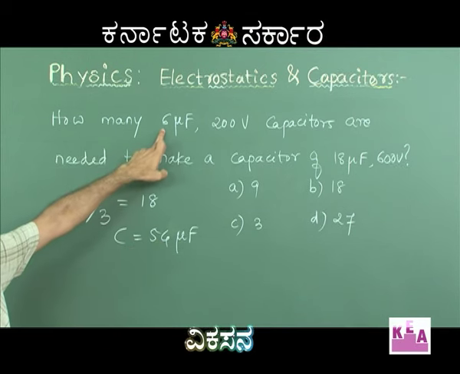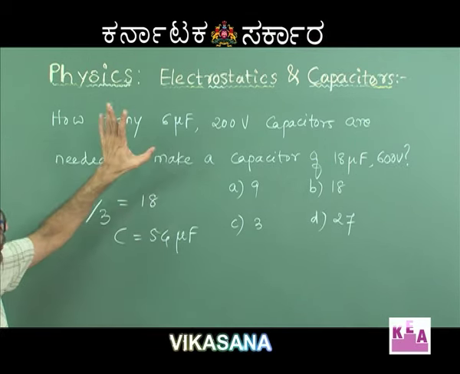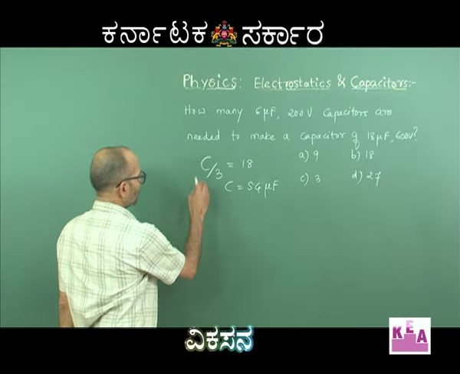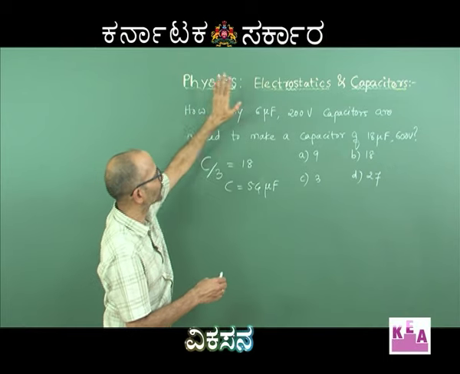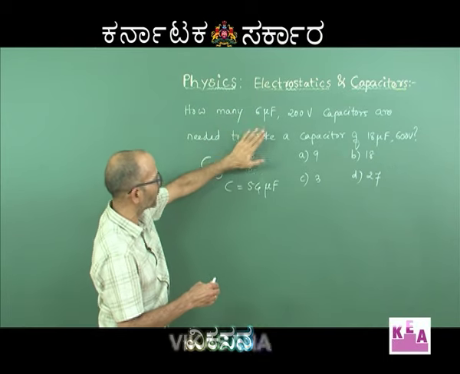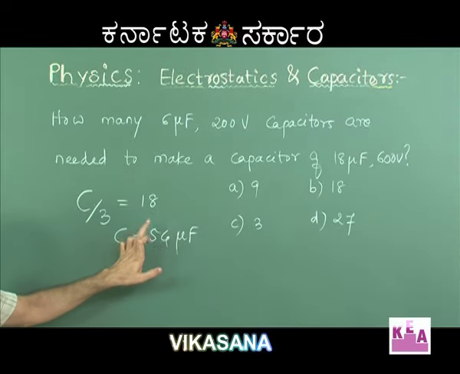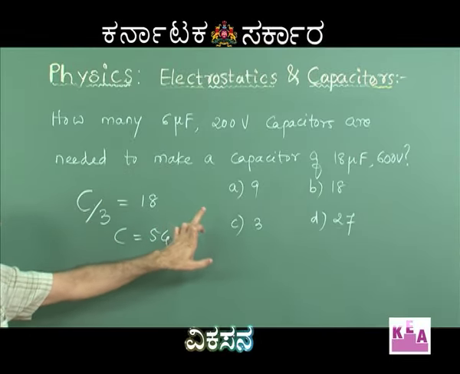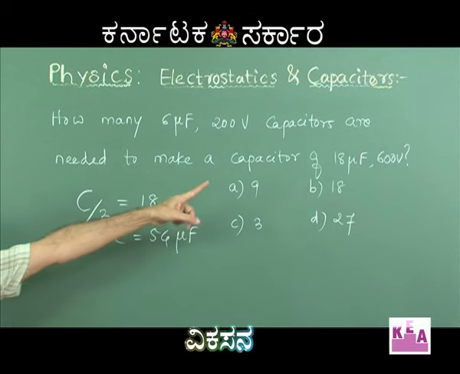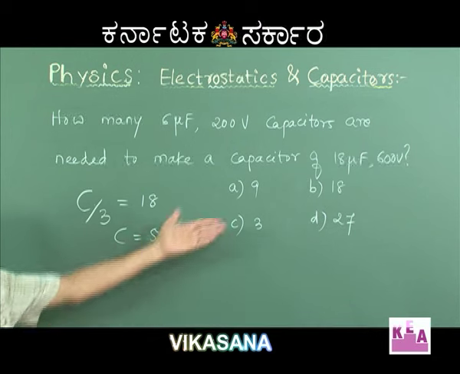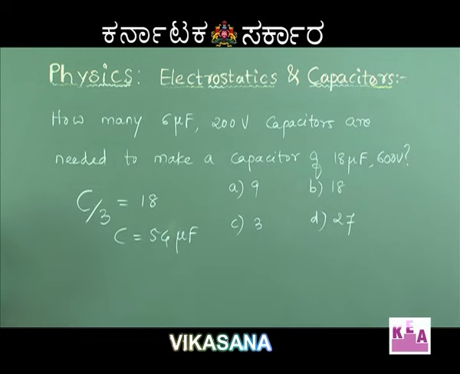And then you have 6 microfarad capacitance each. So how do you get 54 out of 6? By connecting 9 capacitors in parallel. So each group will have 9 capacitors of 6 microfarad capacitance each in parallel, amounting to 54 microfarads, and there will be 3 such groups. Therefore, 1 by 54 plus 1 by 54 plus 1 by 54 is going to give you 18 microfarads. But each group has 9 and there are 3 such groups, so 9 3s are 27. I hope I am clear. So, 27 is the right option here.